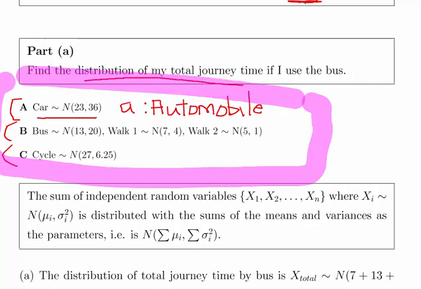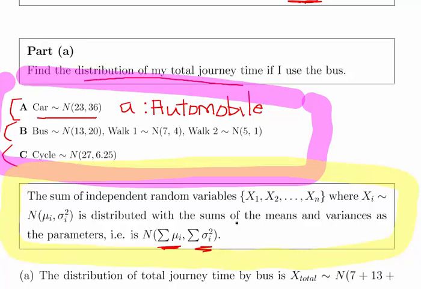Now, what we're doing here is with the bus, and the bus includes the walking. It's the total journey time, so it's the two walks as well. So essentially, this is the theory behind it. What you do is add up all the means, and add up all the variances. It's as simple as that, really.